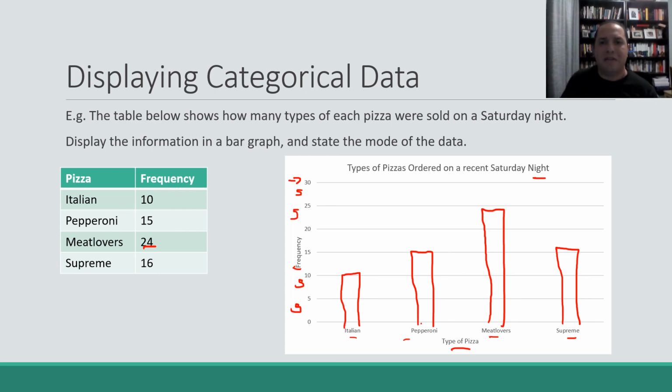Now we have to also state the mode of the data. So the mode means most common. Looking at our graph here, our mode will be the one with the highest bar. So that's in this case the meat lovers. So we can say that meat lovers is the mode. Mode is our meat lovers pizza.